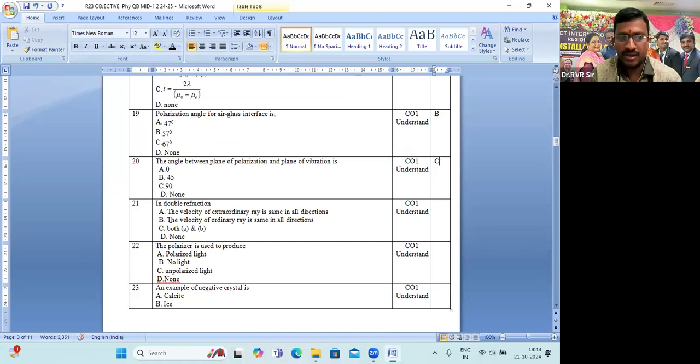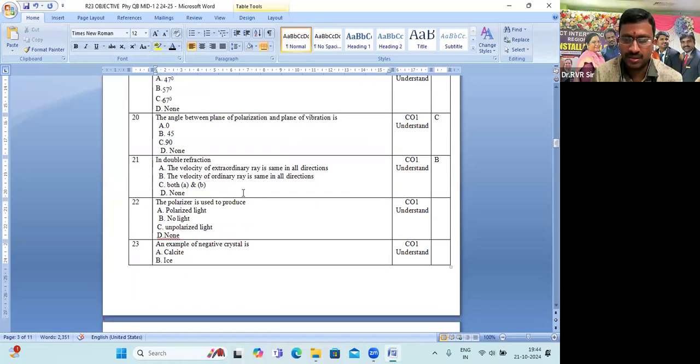And then in the double refraction, the velocity of extraordinary ray is same in all directions than the velocity of, so double refraction, velocity of ordinary ray, extraordinary ray, everything. Option B, the velocity of ordinary ray is same in all directions. That is the right answer. And the polarizer is used to produce polarized light. Obviously, option A is the right answer. Polarizer is used to produce the polarized light only.